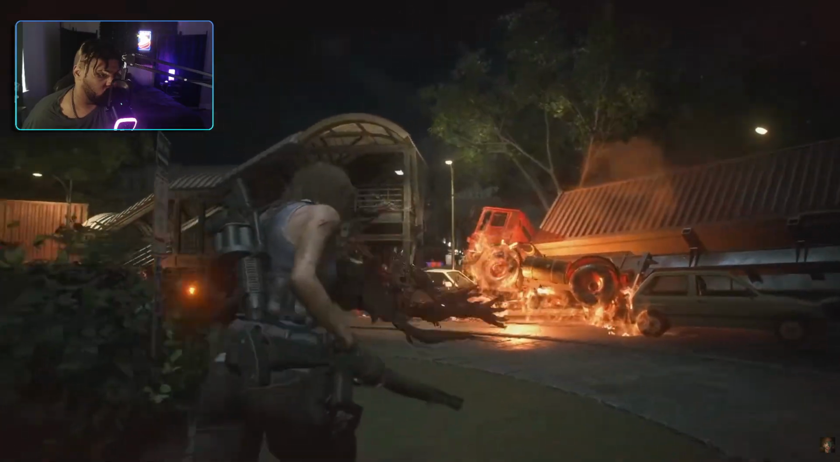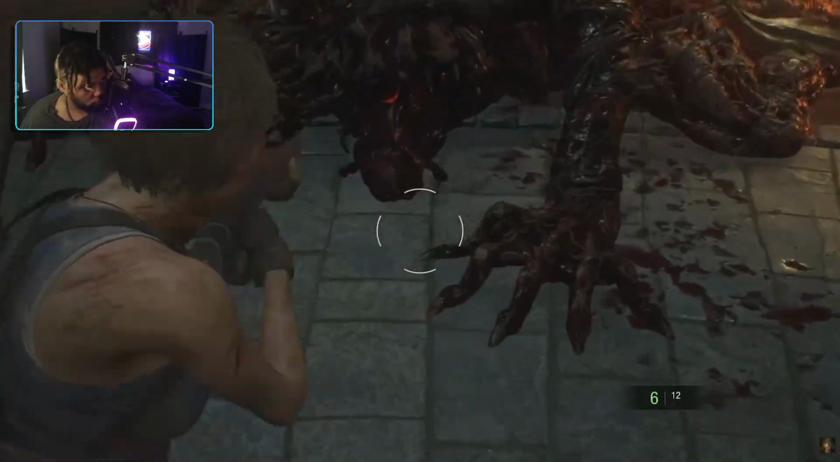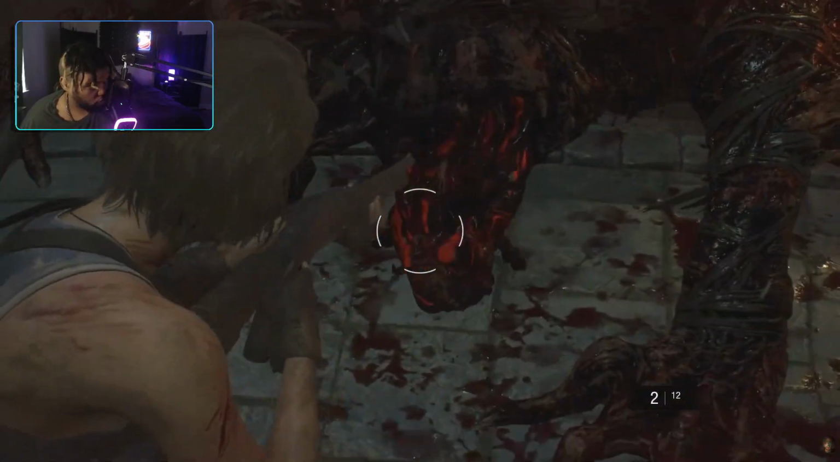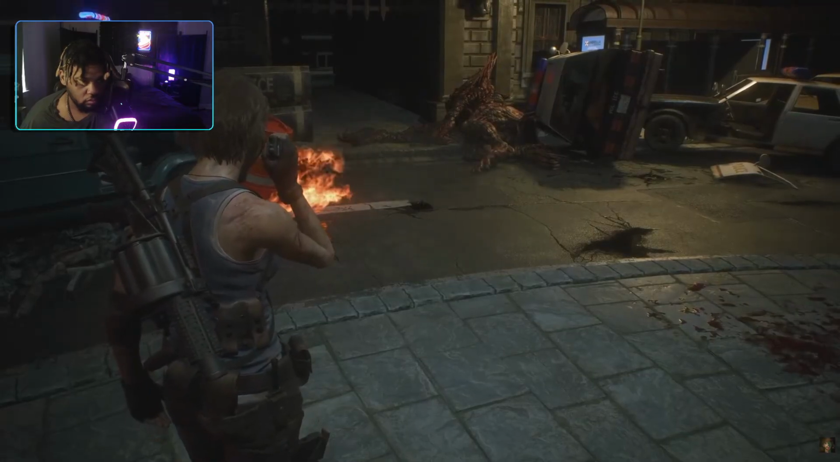Jill faces off against the creature again. Using some newly acquired mine rounds, she uses these to gain the upper hand and dumps some firepower into its exposed parasite. Eventually, she's able to defeat the beast, again.